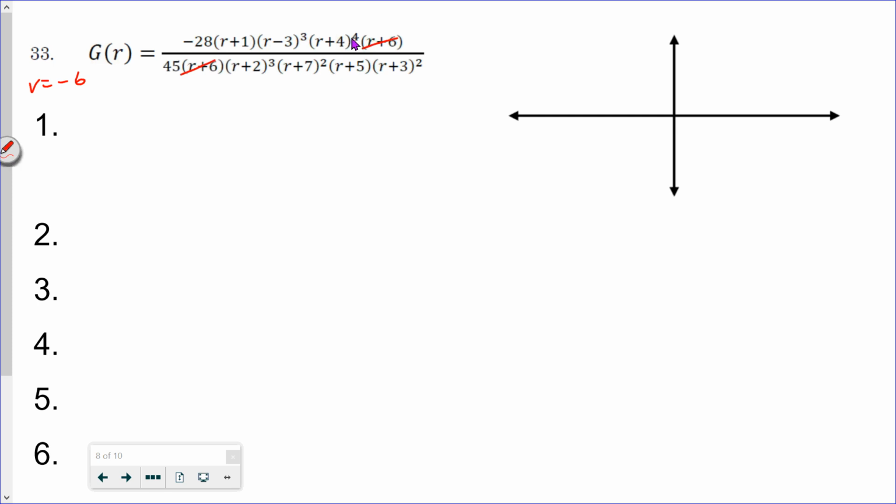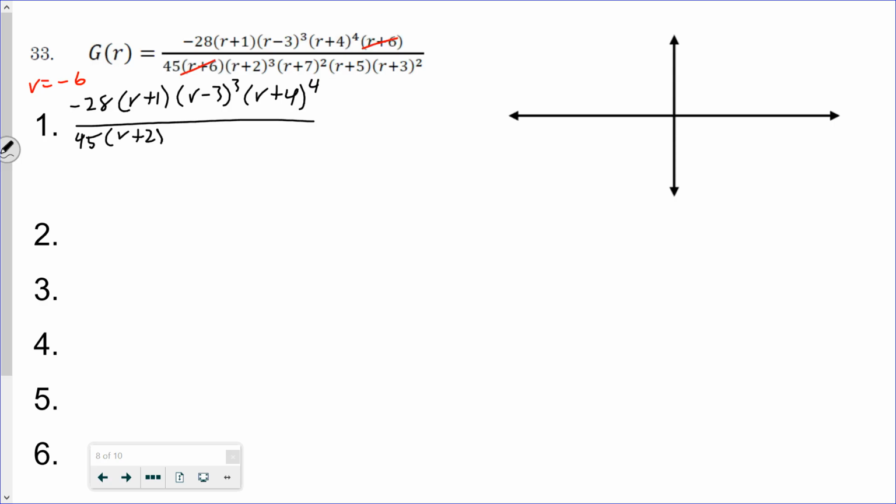So when I rewrite my fraction, I get -28, r plus 1, r minus 3 cubed, r plus 4 to the 4th power, all over 45, r plus 2 cubed, r plus 7 squared, r plus 5, and r plus 3. All right, that's what I get. And what you want to do is plug in -6 for r. I'm not going to work that whole thing out because it's going to be way too long. But you plug in -6 for r.